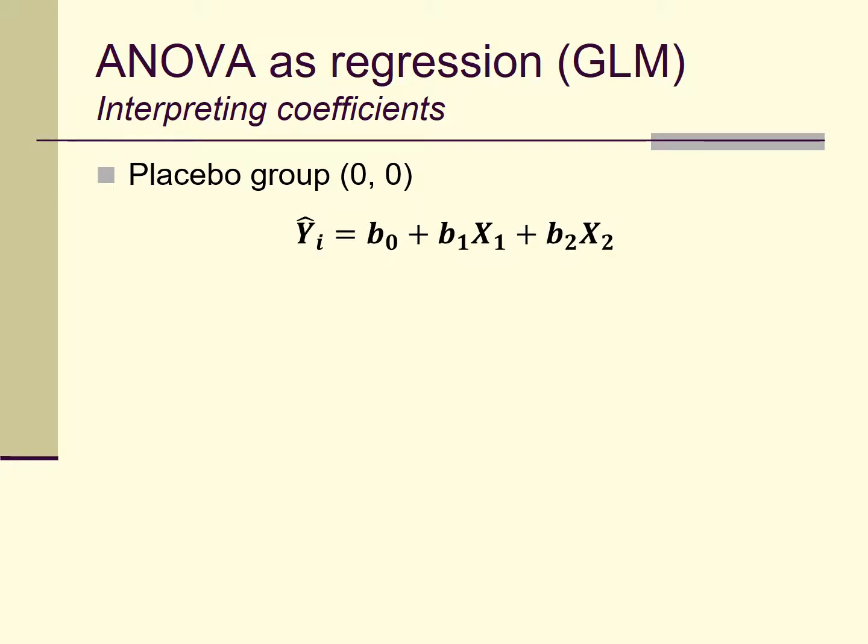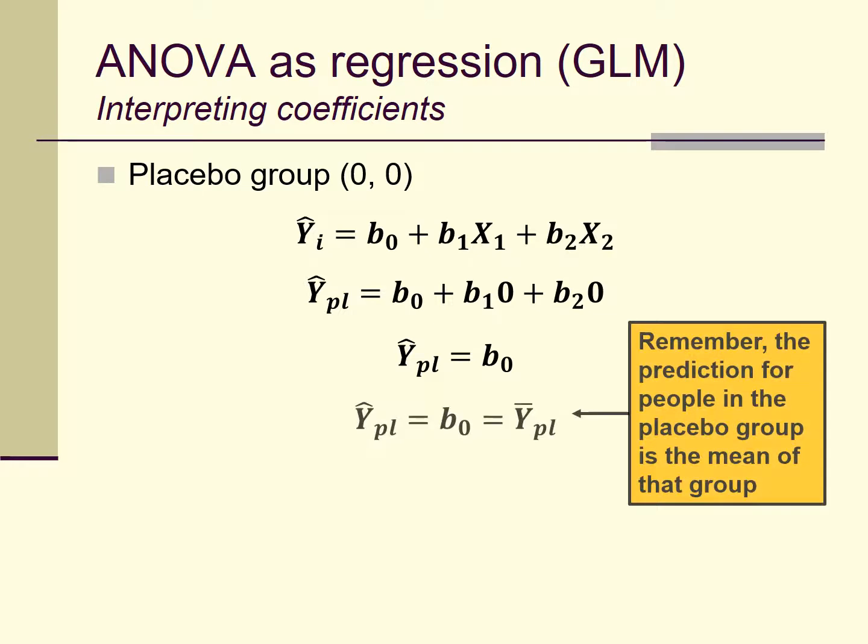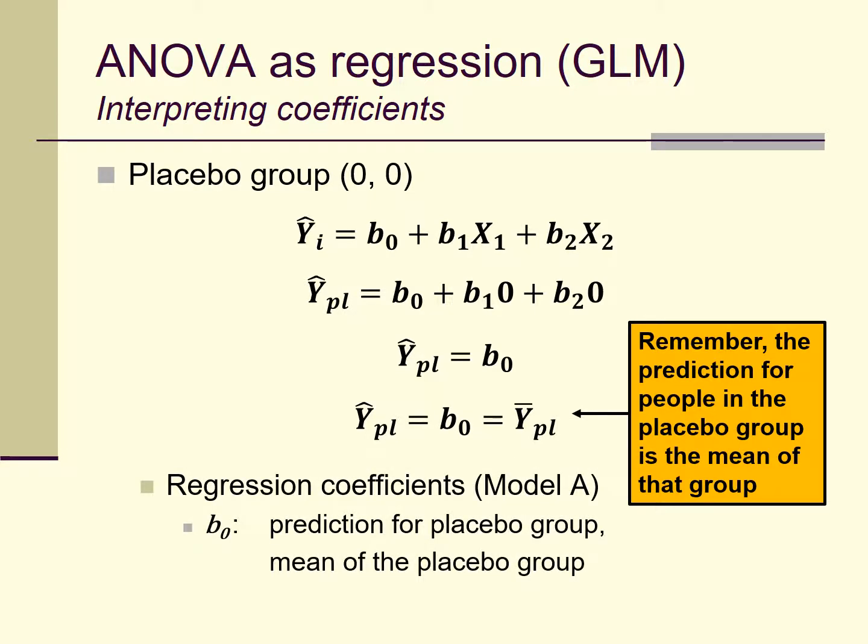So here's our regression equation. There are two predictor variables. Those are the two dummy-coded variables, and so we have regression coefficients for each of those variables and then a regression coefficient for our intercept. Let's substitute in 0, 0 for x sub 1 and x sub 2 and solve the equation. Well, we have the predicted value for people in the placebo dose group is going to be equal to b sub 0. Now we know that the predicted value for people in a given group is the mean for that group. So this tells us that b sub 0 is the mean for the placebo dose group.